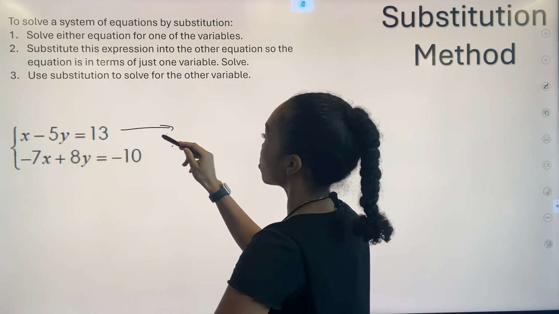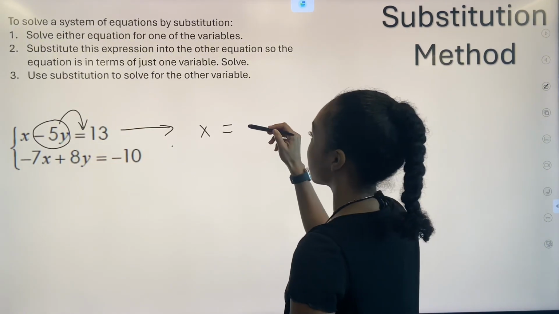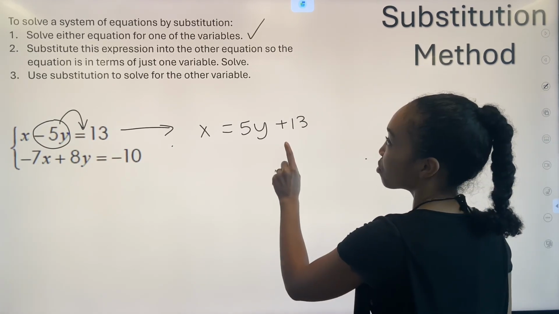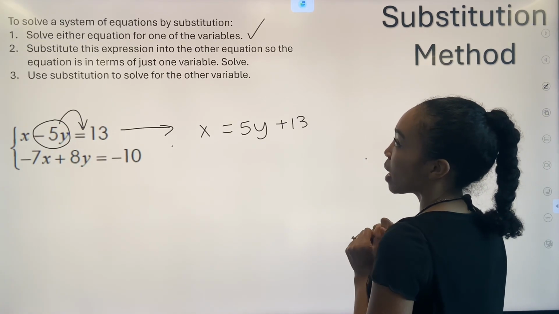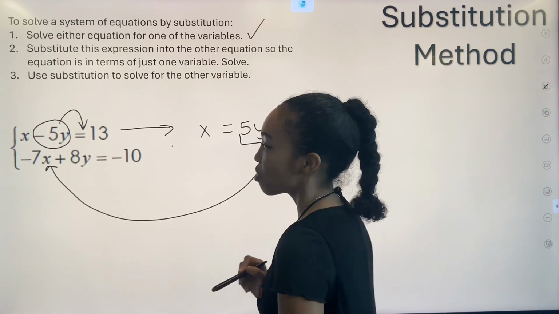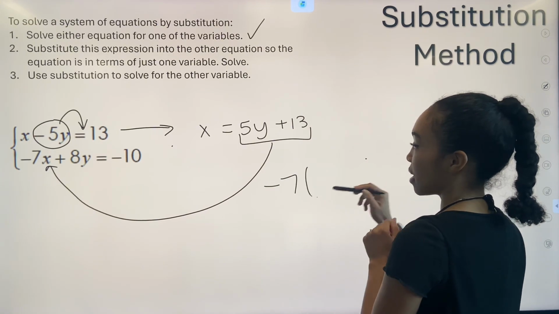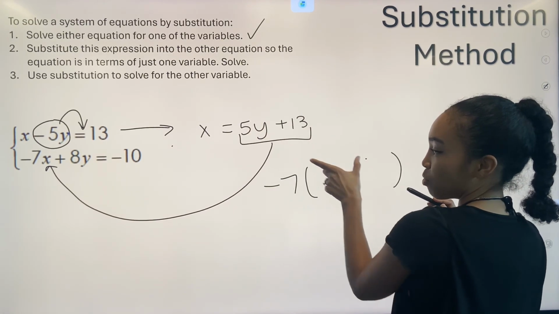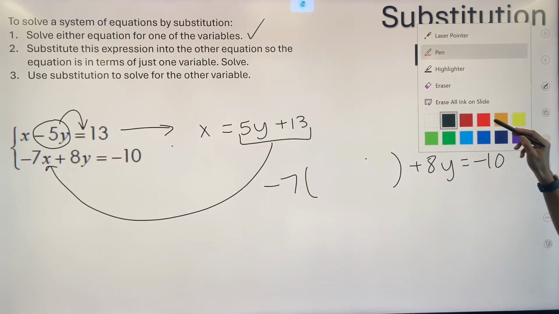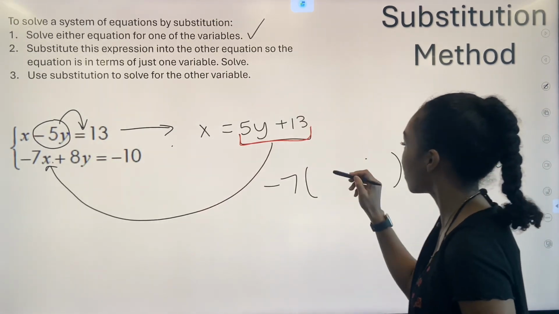So I am going to solve for x. I'm going to move the negative 5y to the other side, making it a positive 5y. So that is step 1. I solved for one of the variables. Now I'm going to substitute this equation into the x for this other equation. So I'm going to write this equation, negative 7, and instead of x, I'm going to put what I just solved for inside. So I have plus 8y equals negative 10. I'm going to substitute this inside for x. Where that x is, that's where it's going to go.